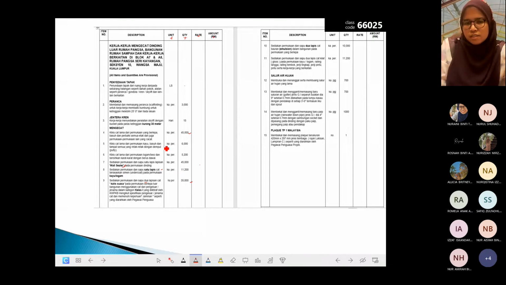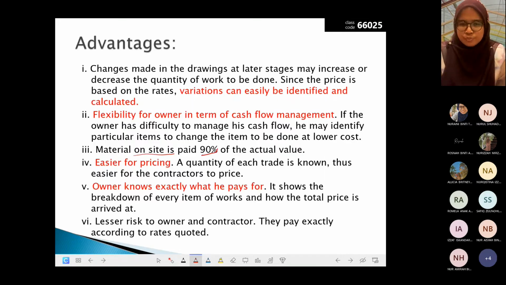So bila dia detail kat sini, kita boleh tukar lah harga tu kalau ada perubahan harga. So senang kita nak kira variation. Sebab tu bila you ada BQ, BQ tu boleh jadi you punya guideline macam mana kerja tu kita nak buat. Sebab dia dah ada letak size, apa benda semua lah dalam tu.